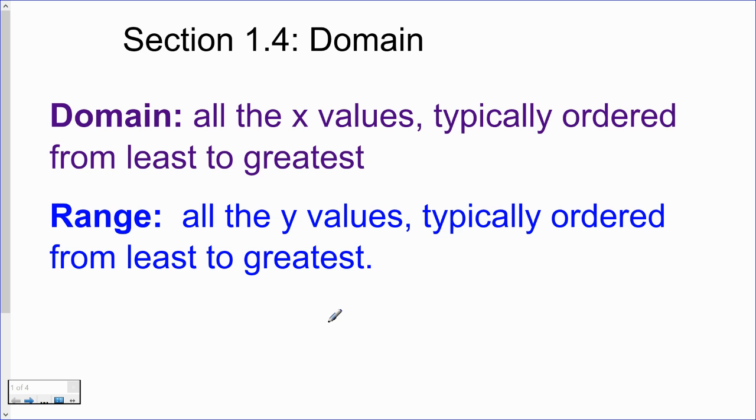Today we're going to talk about domain. We're also going to talk a little bit about range just so you can see the differences between them. You have talked about domain and range in Algebra 1 and Algebra 2. So a reminder, domain are all the x values.